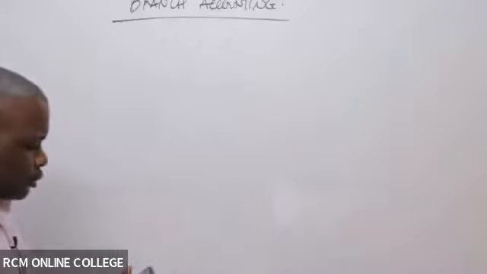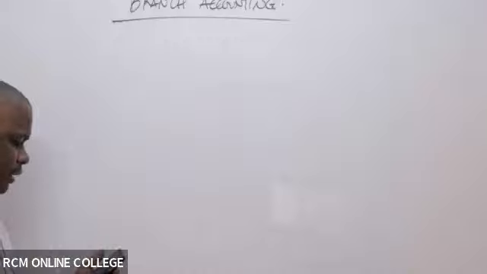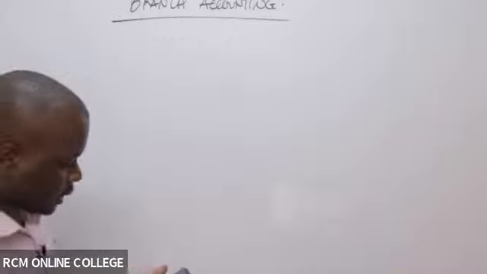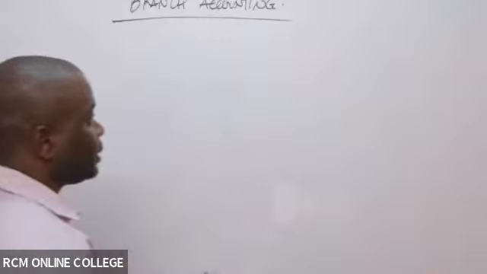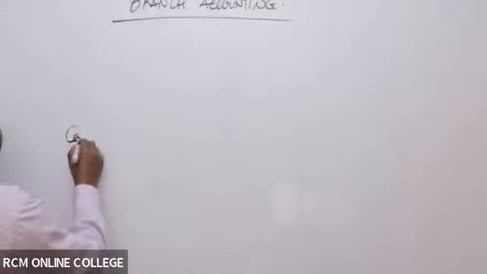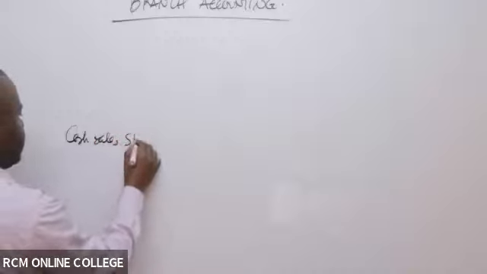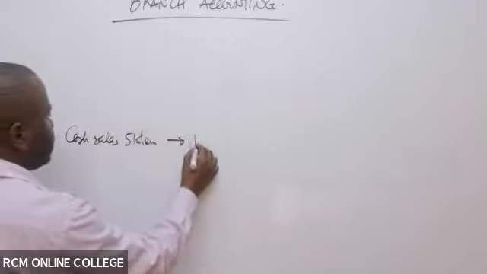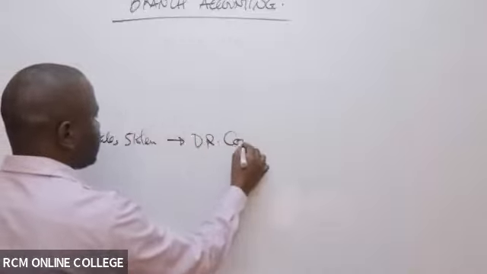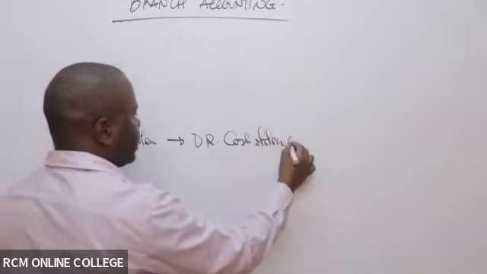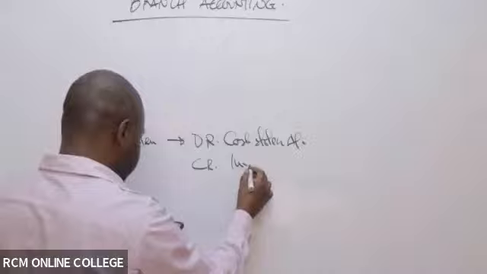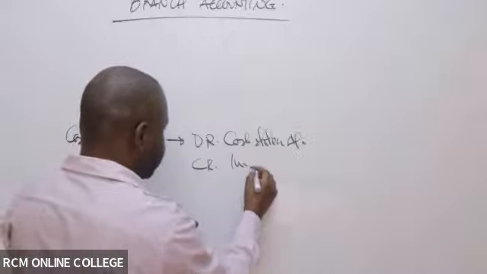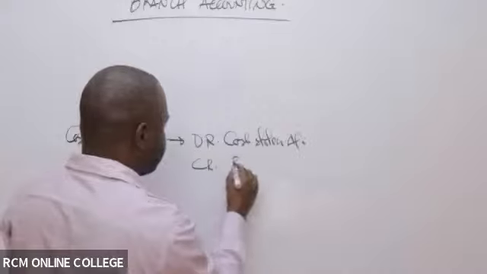Someone wants me to elaborate on transaction number 7. Number 7 is which one? 1, 2, 3, 4, 5, 6, 7. So, cash sales stolen. We've said that you'll debit the cash stolen account, and then you'll credit the branch inventory account.